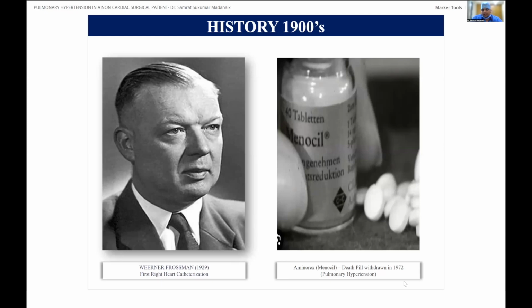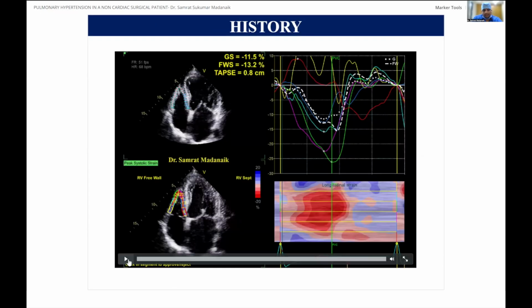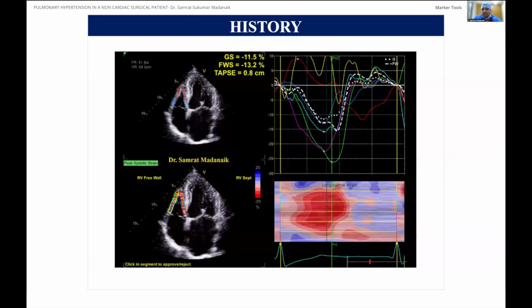In 1972, there was a drug called aminorex, which was especially used for weight reduction. This drug had the side effect of pulmonary hypertension, which was observed for the first time, and that is why the drug was withdrawn. So this concept of pulmonary hypertension started to gain momentum in the 1970s. From that era, we have come to an era of advanced cardiac monitoring, especially with RV strain analysis and all the advanced modalities. So it has been a remarkable progress.